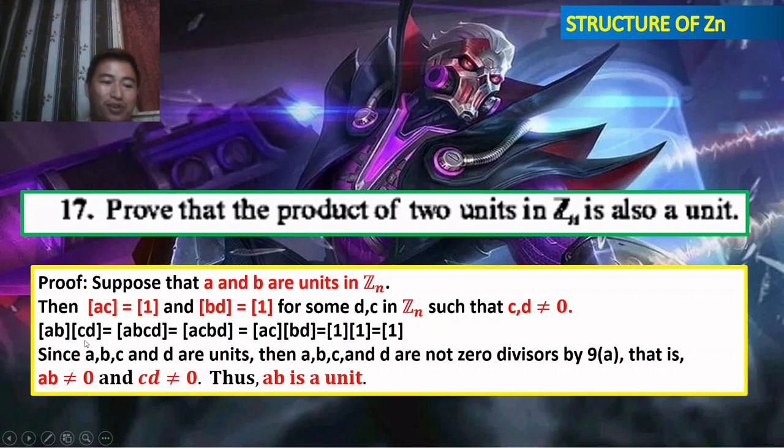That is, AB is not equal to 0 and CD class is not equal to 0, because all four are not zero divisors. So AB is nonzero and CD is nonzero, and their product is 1. Thus, AB is a unit. So we have shown that the product of two units in Zn is also a unit. This is the end of the proof, class, and the last problem.